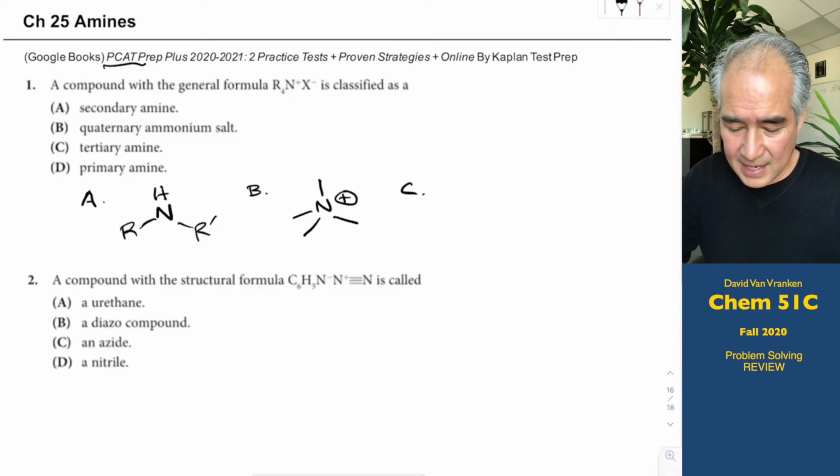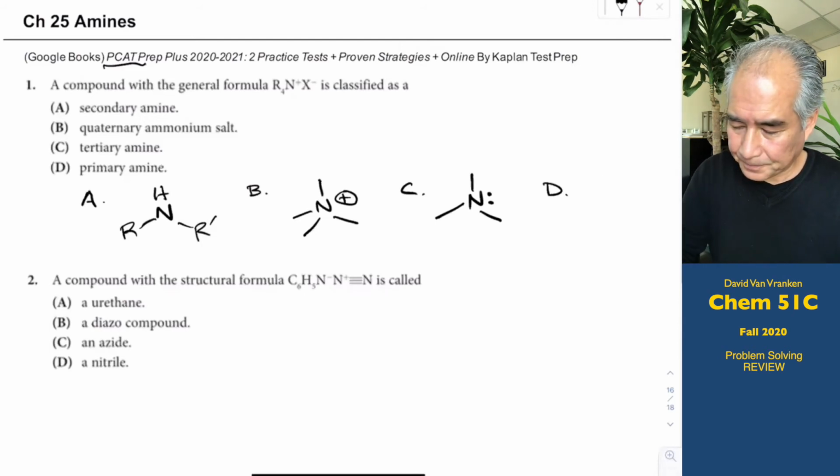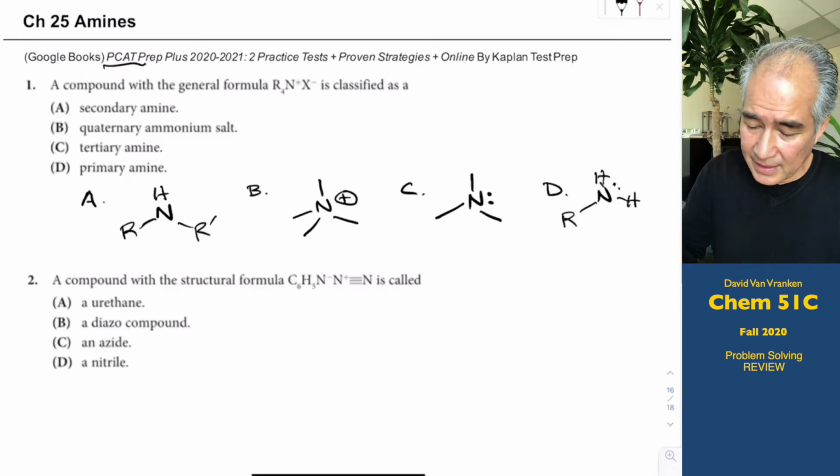And then C is talking about a tertiary amine. That's when there's only 3 bonds and you have a free lone pair there. And then part D is asking you about a primary amine, where there's an NH and another H and then a single R group on there. And there's a lone pair there.